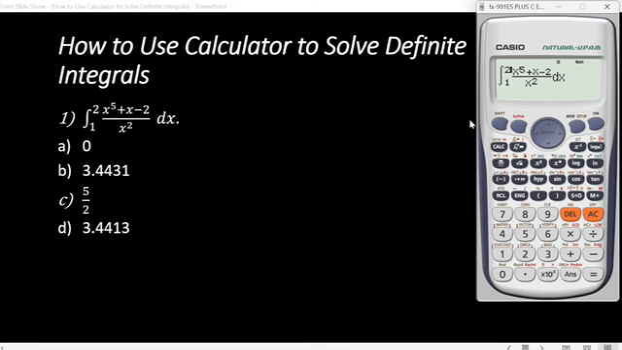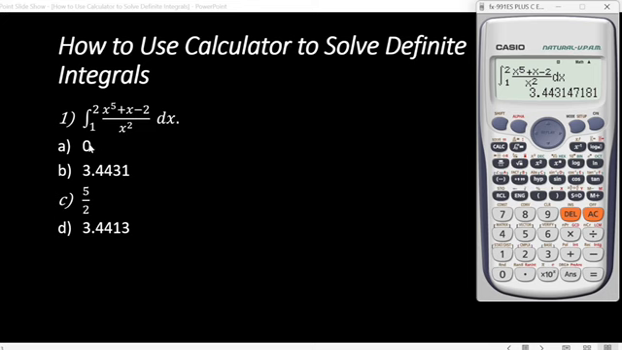After we are done with the question, let's check whether what we've input is the right question, because we are working for marks. So we need to really check that we've input the right question on our calculator: the integral with upper limit of 2, lower limit of 1, of x to the power 5 plus x minus 2 all over x squared dx. It's the exact thing on our screen. When we are done, we press equal to, and an answer shows up, which is 3.443147181.